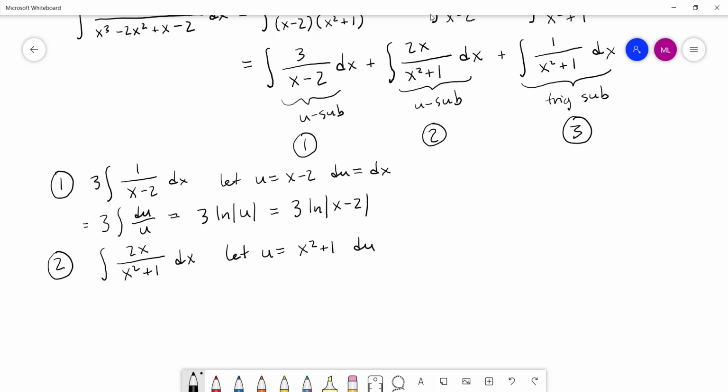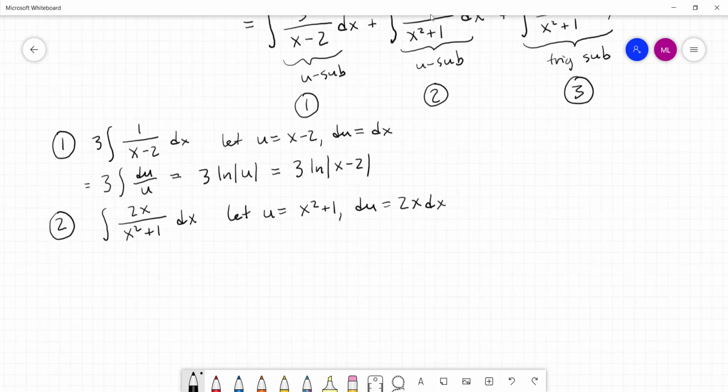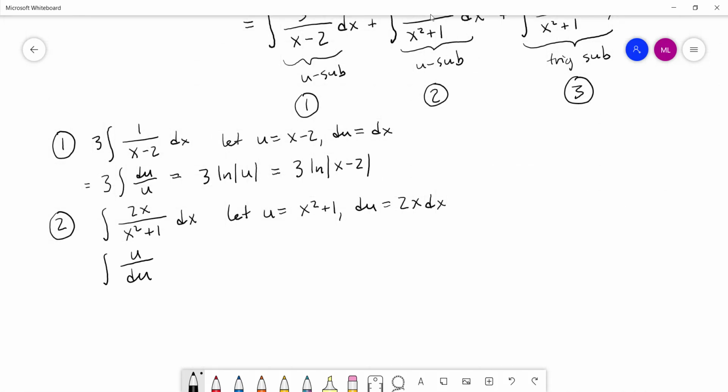And that means that du, the derivative, will be 2x dx, which is exactly what we've got. So this whole thing just becomes the integral of du over u, which is going to be the natural log of the absolute value of u. But what is our u in this case? It's a different u than the one we used before. Natural log of the absolute value of, in this case, x squared plus 1. Again, I'm not going to write the plus c. We'll add that in at the end.